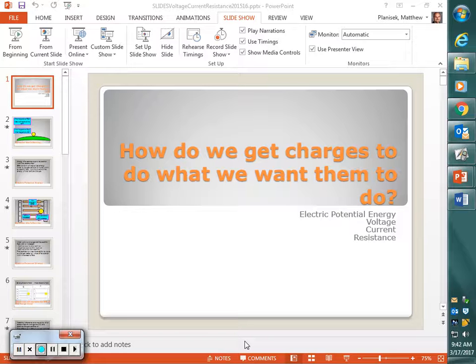Alright, the title of today's presentation is How Do We Get Charges to Do What We Want Them to Do? There are, in my estimation, two units that we need to understand in order to understand electricity. One unit is atomic structure. You need to know about protons and electrons and different parts of the atom. The other unit is energy.